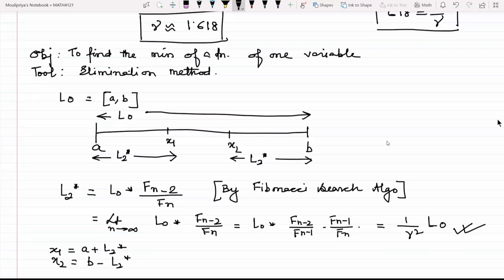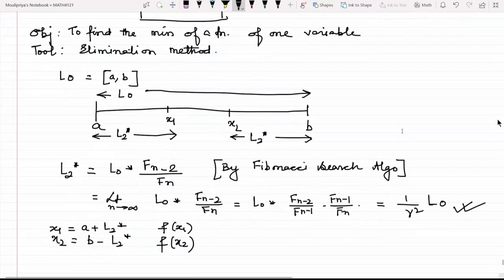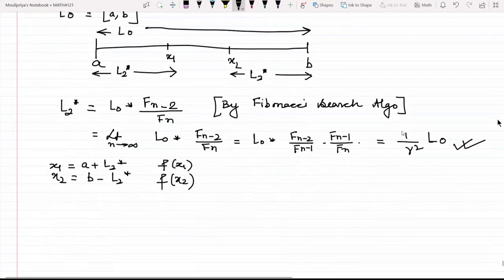Now, as we know, we need to find out what f of x1 and f of x2 are. Depending on the values of f of x1 and f of x2, we would be eliminating a particular region and we will be carrying on with the iteration. So, just to tell you something, let us make an assumption that f of x2 is more than f of x1. If this is the case, which region are we going to eliminate?